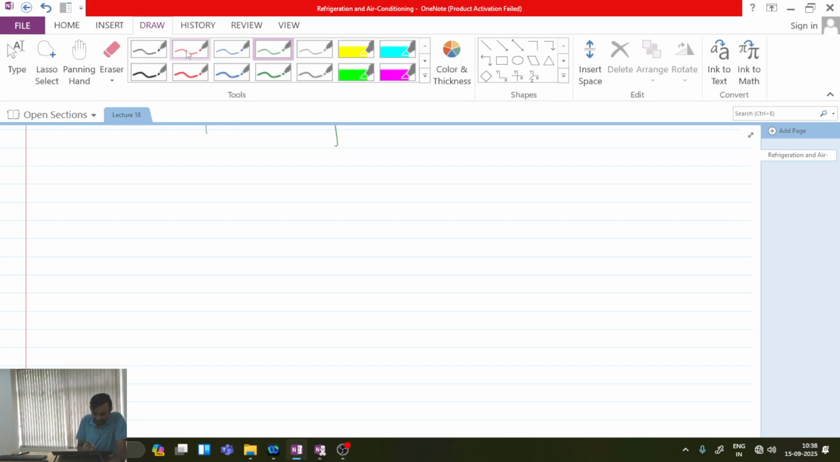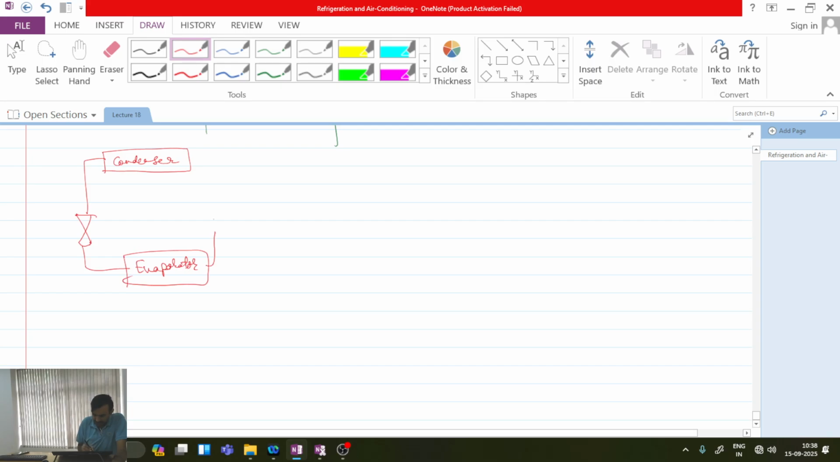Let me draw the schematic diagram of a vapor compression system. In the vapor compression system, I have a condenser, then I have an expansion device, then I have an evaporator, and after that I have a compressor. This is the vapor compression system.